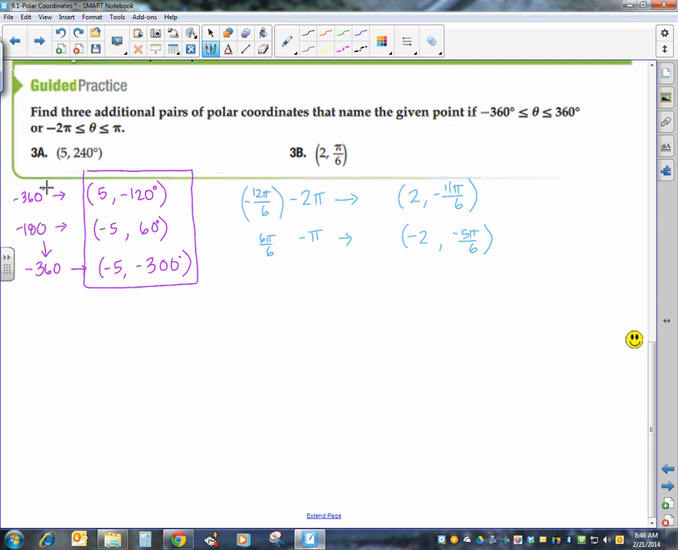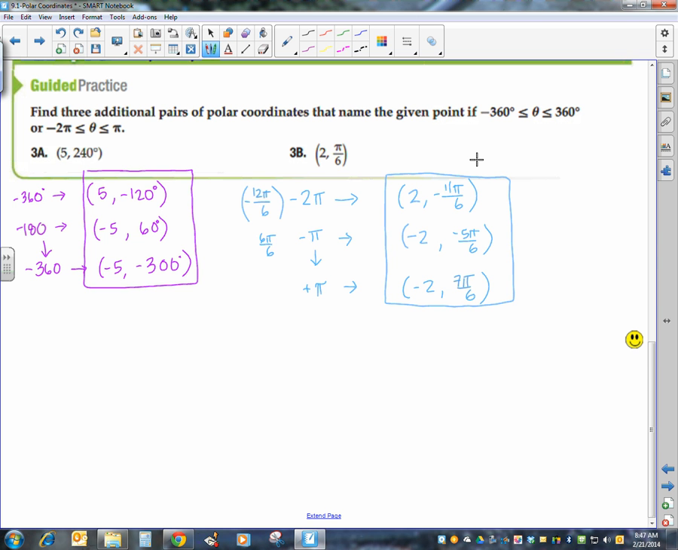It's only when you're changing the original one by 2 pi or 360 that your r stays the same. Once you get into the 180 or the pi, then your r becomes negative. So if I take the pi value, or you can think about adding pi, I can add pi to this original one, and that gives me negative 2, 7 pi over 6. So again, I have my 3. When you're adding 180 or pi to the original one, your r should be the opposite of what you started. If you're adding 360 or 2 pi, then your r will be the same.